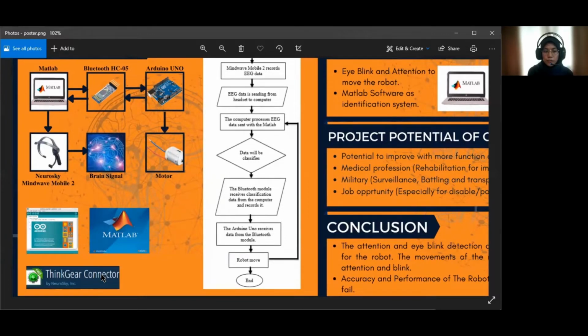It's different from the previous study, which used the version library Thinkgear.dll. And for software in this project, we use MATLAB and Arduino IDE programming to construct the condition for the robot movements and the specific function for the brainwave pattern.